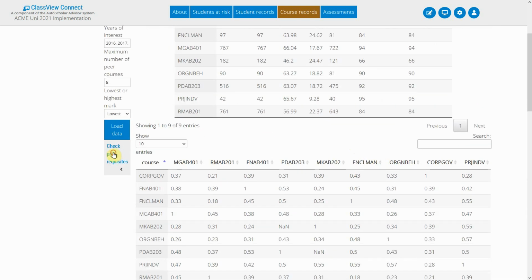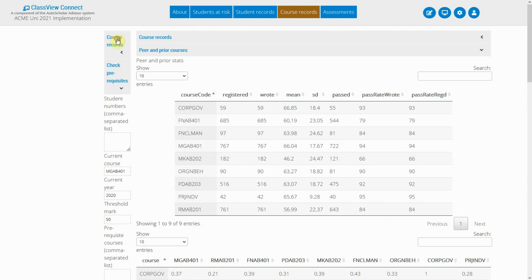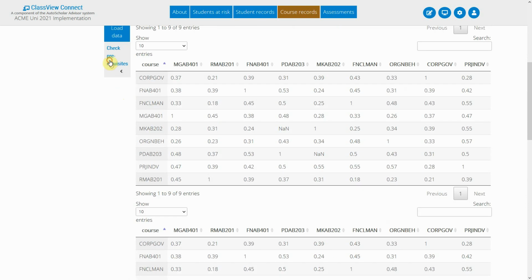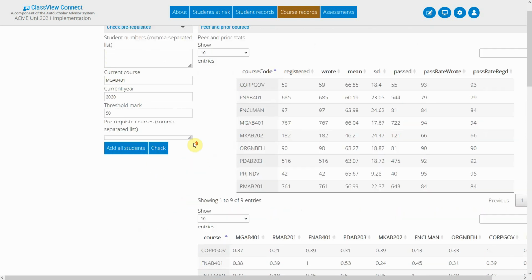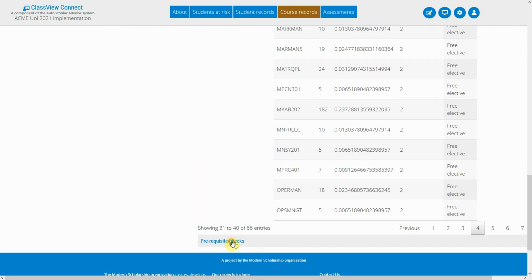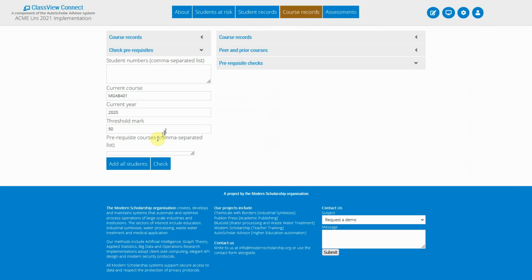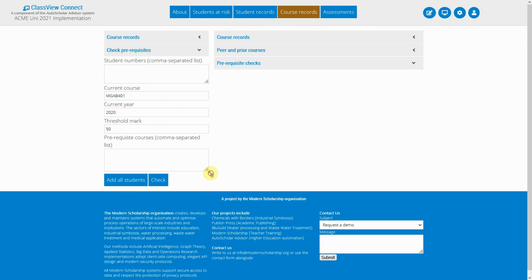And then if you want to check the prerequisites as well, so let's just give ourselves a bit more room. So to check the prerequisites, if you want to check whether all the students who should be in the course are there, or differently, if you want to check whether the students currently registered in this course are in compliance with the rules, you can do that here.